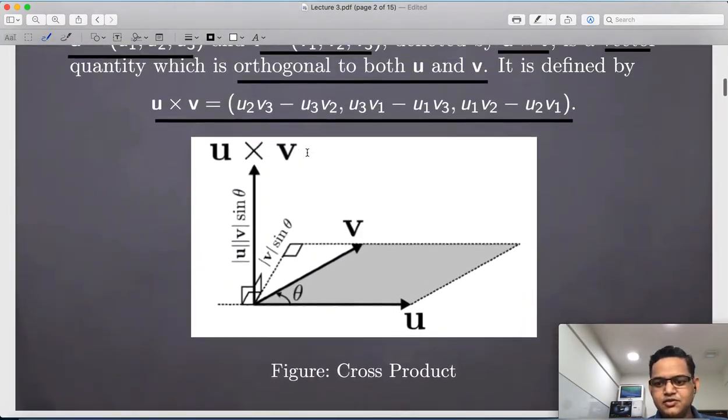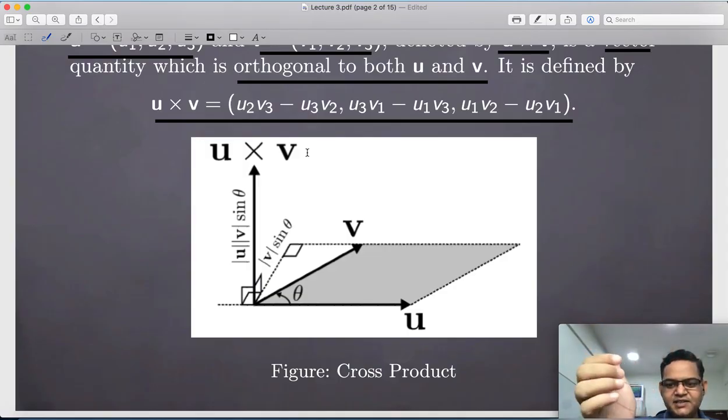So what you do is you hold your palm, and turn your fingers in the direction of theta. So you hold your palm like this, and then you turn your fingers in the direction of theta, and then your thumb is going to point in the direction of u cross v. This is what the right hand rule is. So this is important.